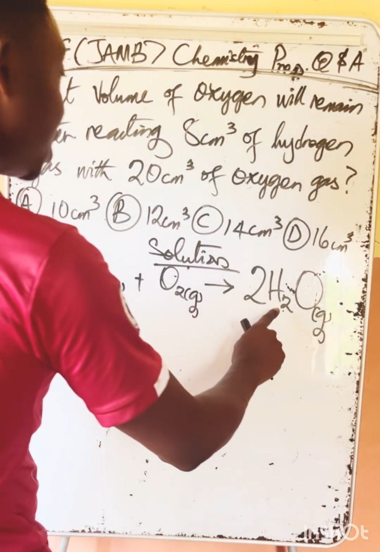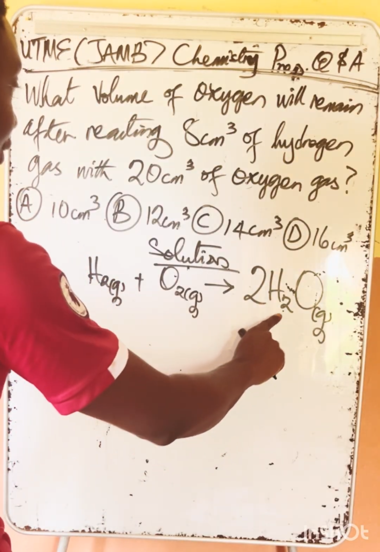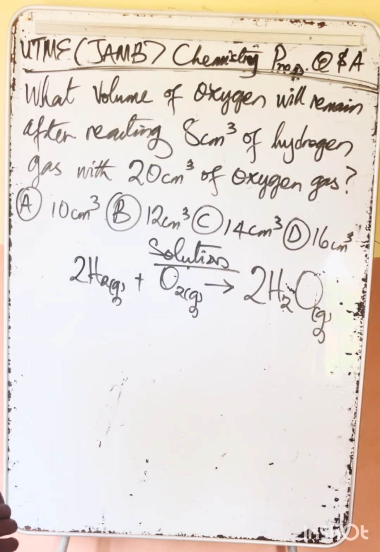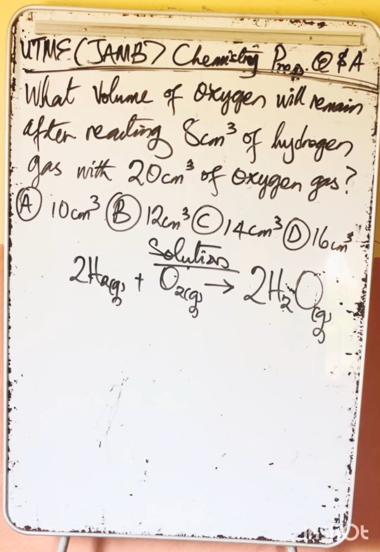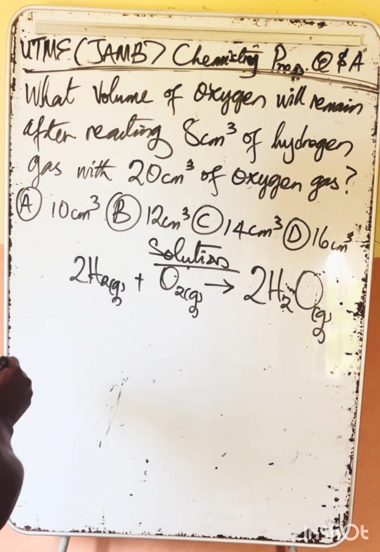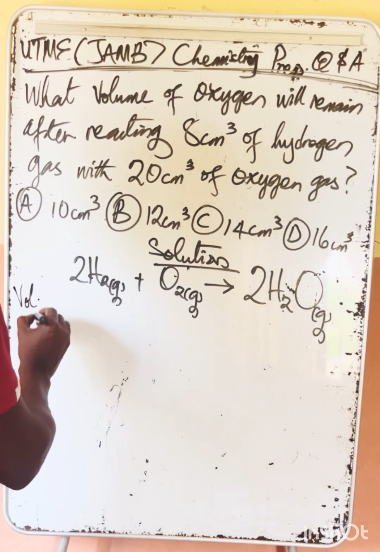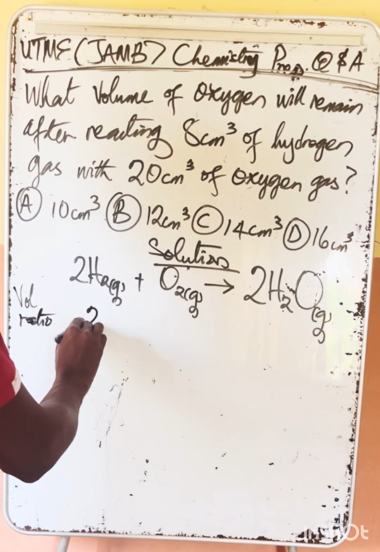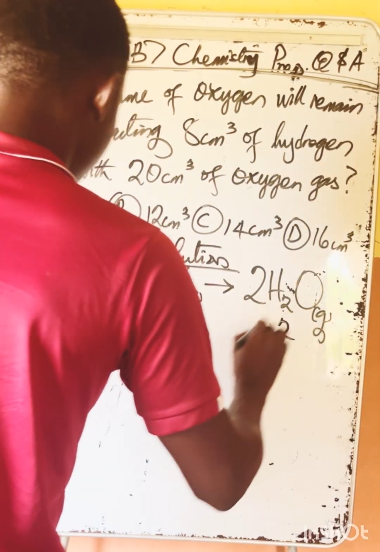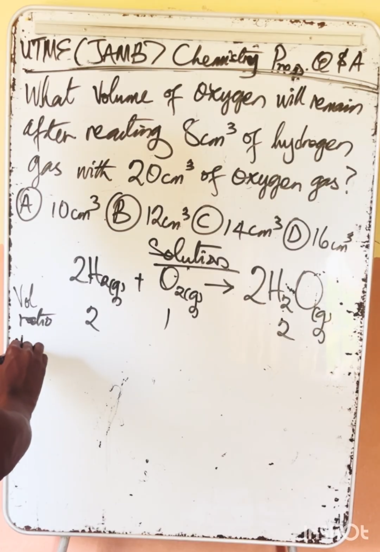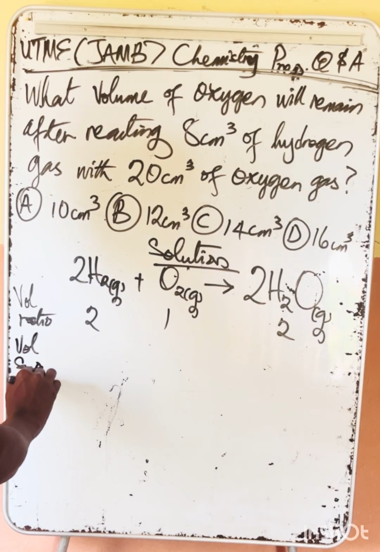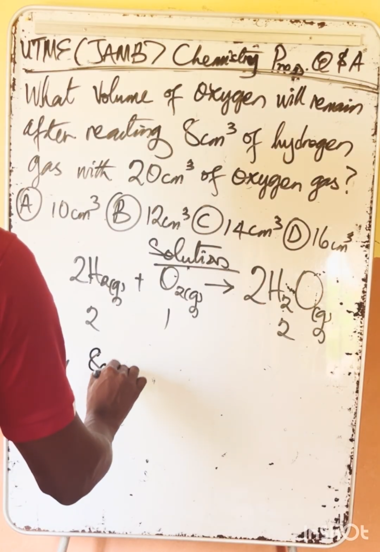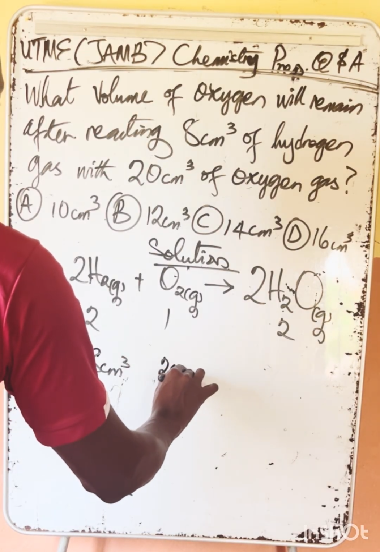All right, so doing this has also affected hydrogen. Hydrogen has become 4. So how do I make hydrogen 4? By putting 2 in front. So I think the equation is balanced. Yes, it is. So the volume ratio here is 2:1:2. The volume supplied, according to the question, is 8 cm cube of hydrogen and 20 cm cube of oxygen.